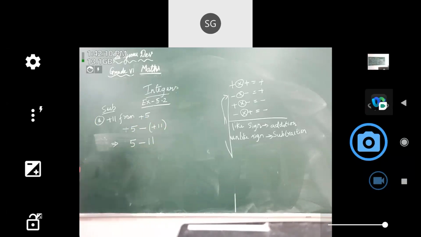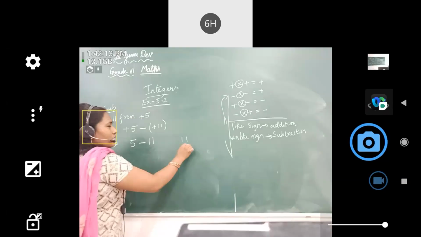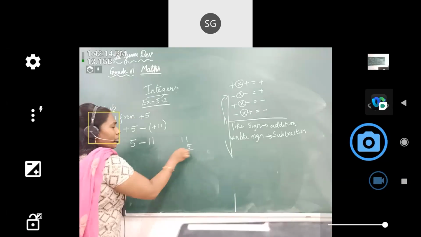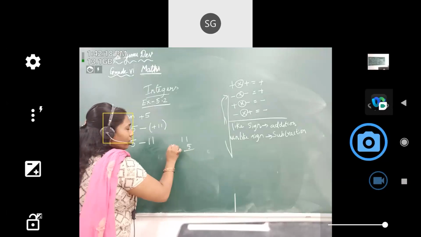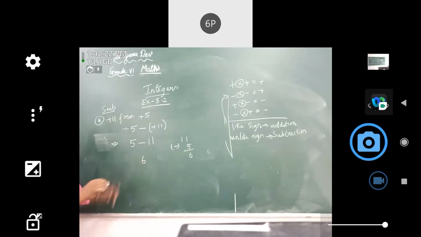Ma'am, they are unlike sign. So what should I do? Subtraction, ma'am. So I'm going to subtract the absolute values. 11 minus 5 is 6, ma'am. And now we have to check which one is bigger. The 11 is bigger, and its sign is minus, so we have to put minus 6. Understood? Yes, ma'am.